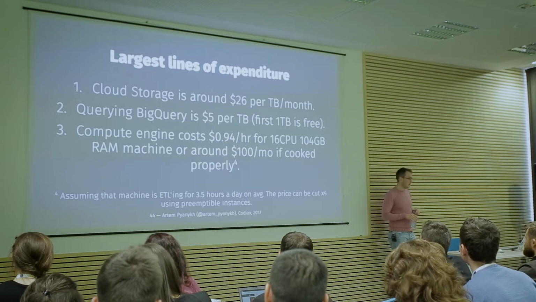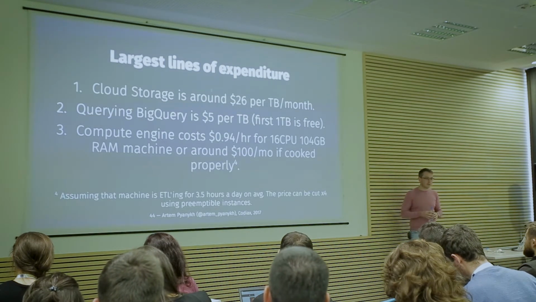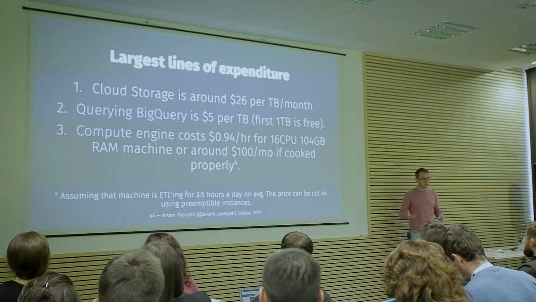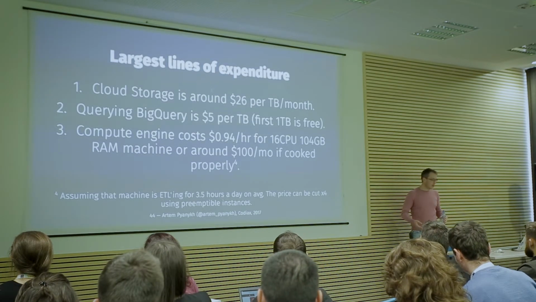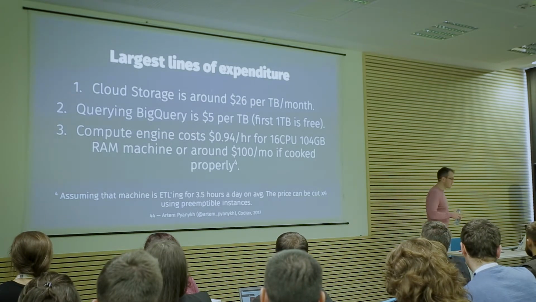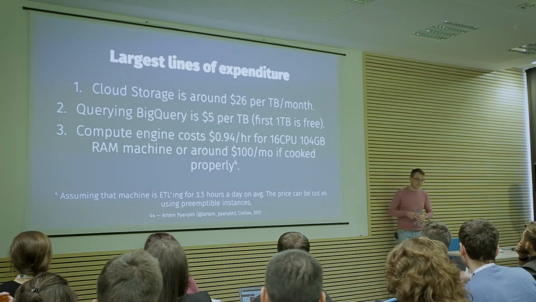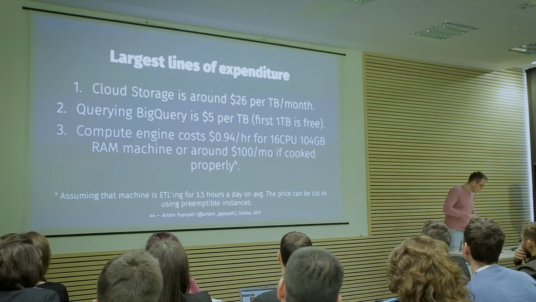$0.94 per hour for this 16 CPU, 100 gigabytes of RAM machine. Since the ETL is batch processing and the virtual machines are spun up and then shut down, it's actually not that much time spent on this. So you can spend around $100 per month if you cook it properly. So costs are very reasonable here.